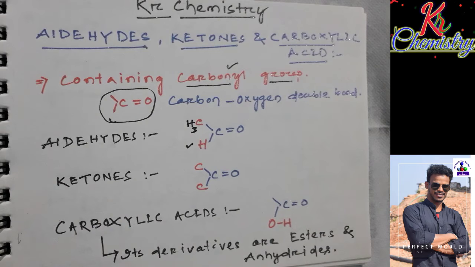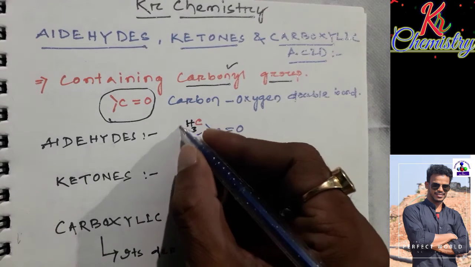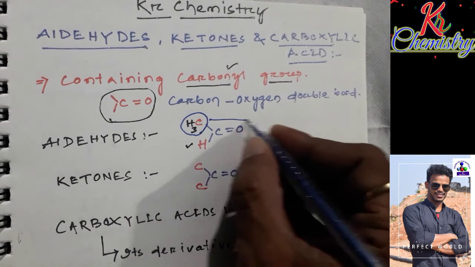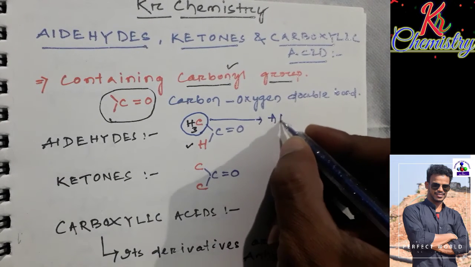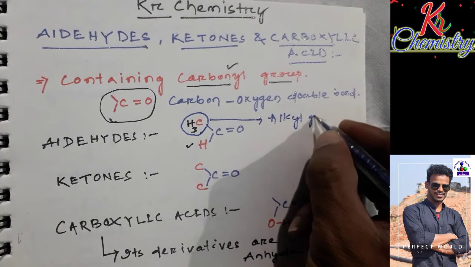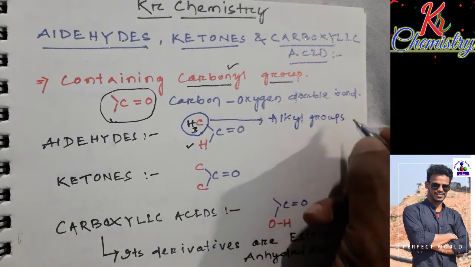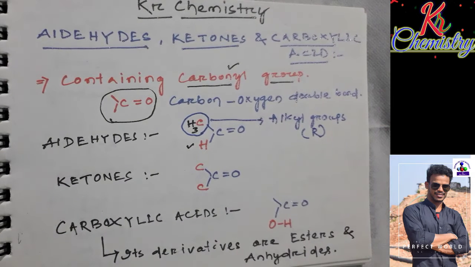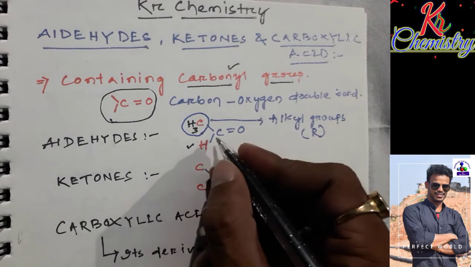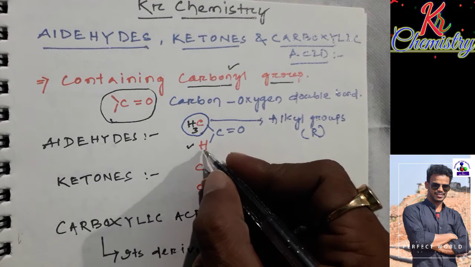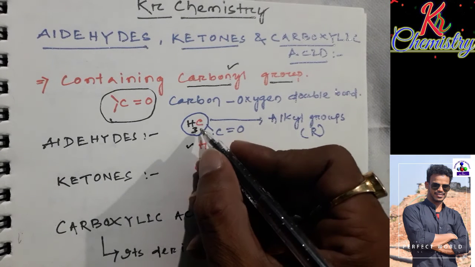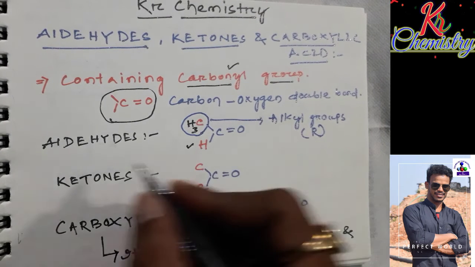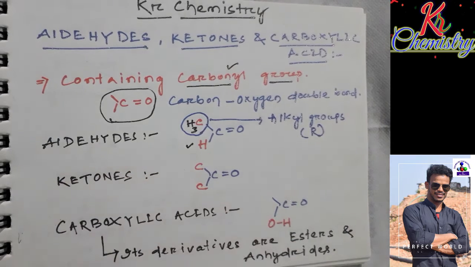This side contains an alkyl group. An alkyl group is symbolically represented as R. So compulsorily, one side of the carbon atom contains hydrogen and the other side contains an alkyl group. This is the structure of an aldehyde.